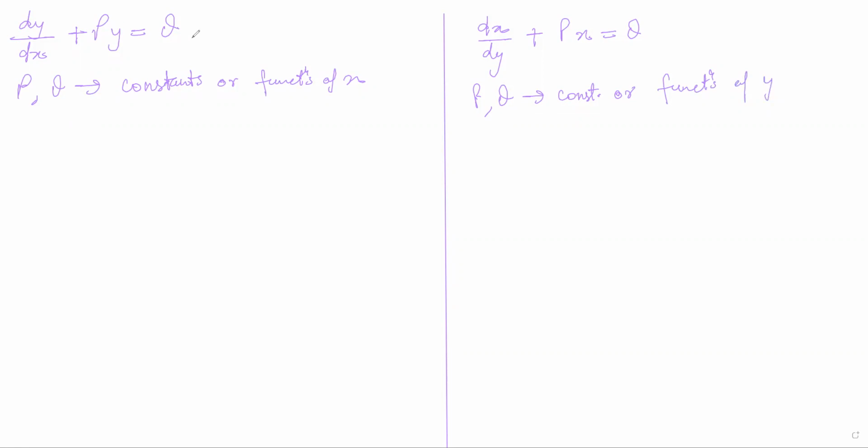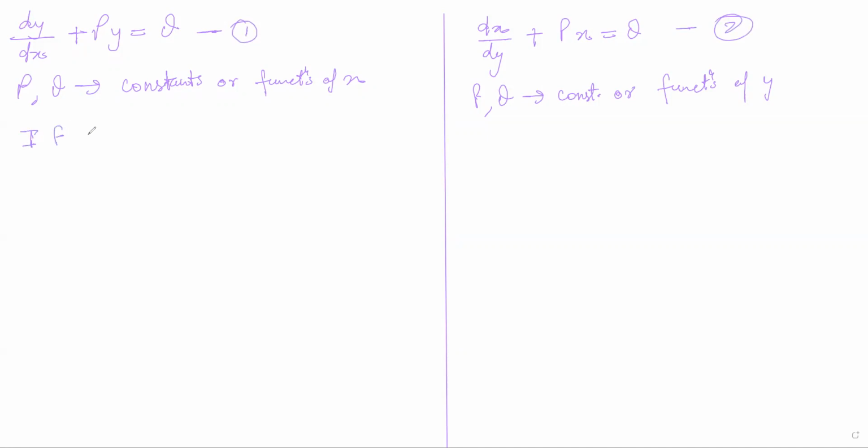So if we have any equation of this kind, dy by dx plus py is equals to q, or dx by dy plus px is equals to q, we got this solution. The procedure is very simple. First, we will be finding out the integrating factor. Either the equation is this or this, it doesn't matter, right? In both of these cases, we will first find out the integrating factor.